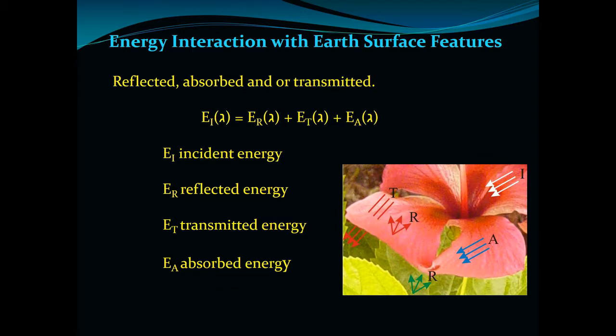Next one is passive remote sensing. Here, naturally available energy is utilized for satellite data analysis, in the form of the visible spectrum or infrared spectrum, and the reflected energy is captured by the sensor in the satellite.